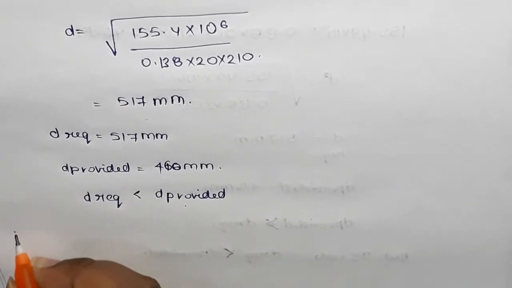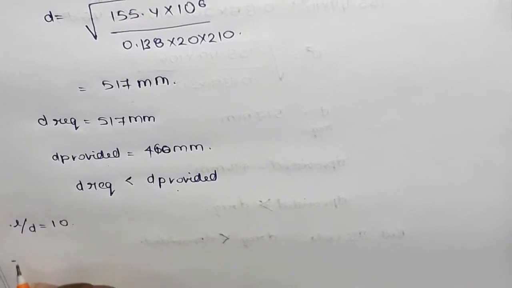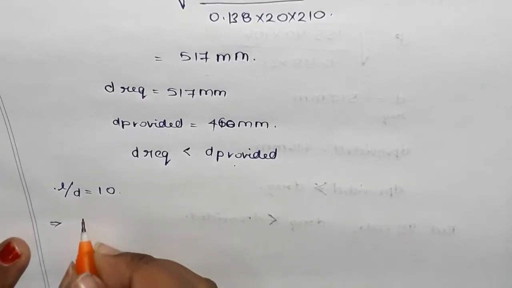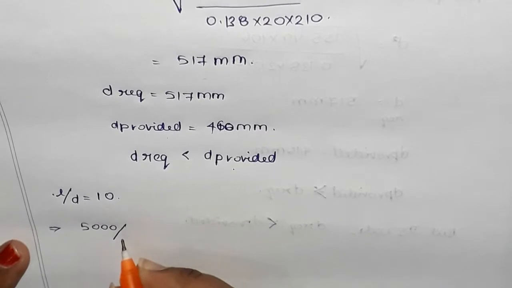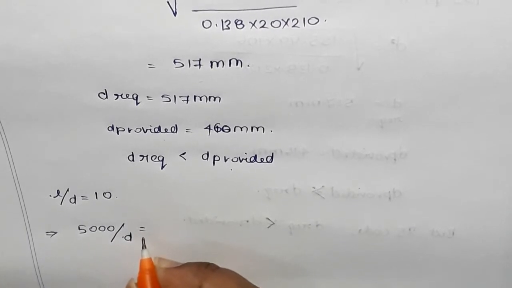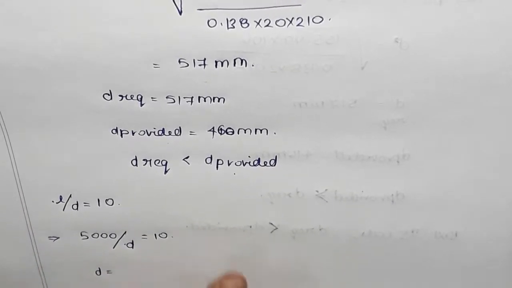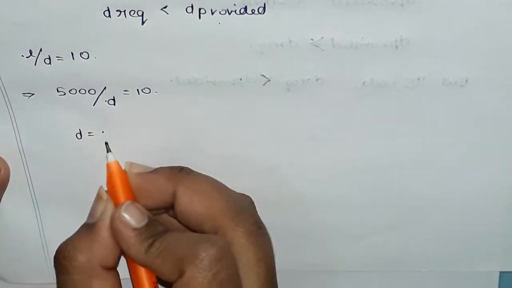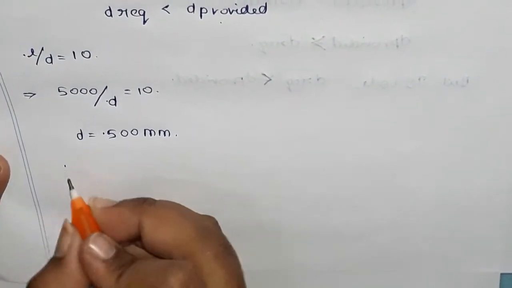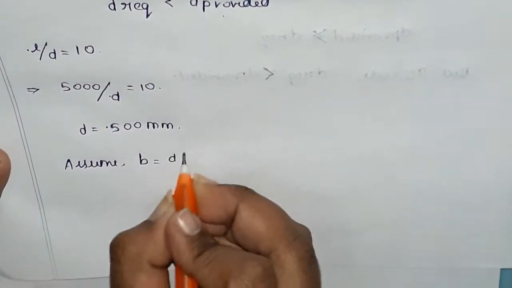For that purpose I am going to redesign the section by considering L by d as 10, where L is the span length, as in the previous case. So again I have to redesign the effective depth of the section. Now the effective depth of the section is equal to 500 mm, and in the same way we are going to assume breadth equal to D by 2, as in the previous case.